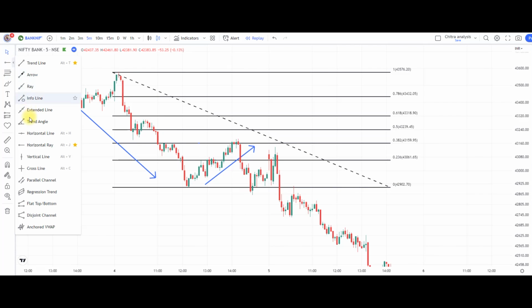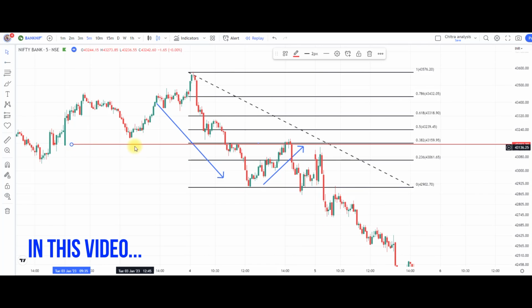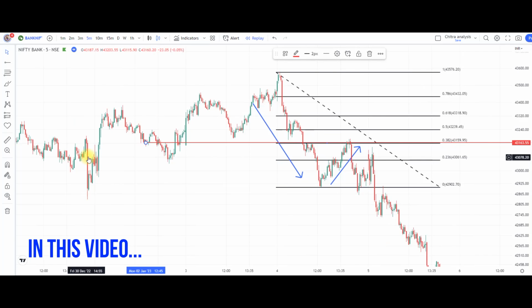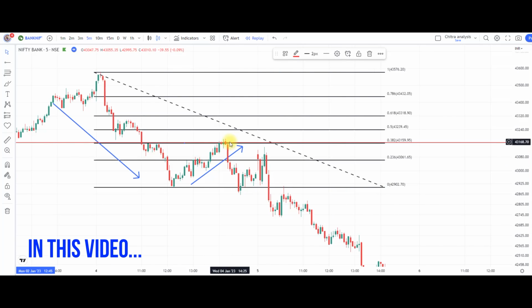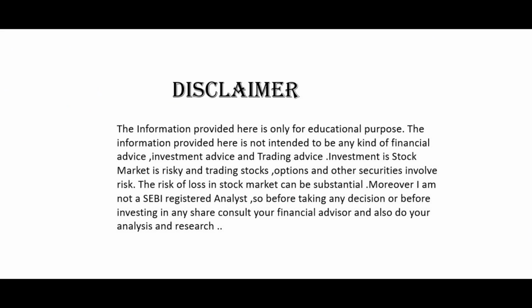Are you a beginner in trading and want to learn how to draw the dynamic support and resistance level using Fibonacci? Then this video is for you. Watch the video till the end. So also when you look here at 0.382, we have the major resistance level.